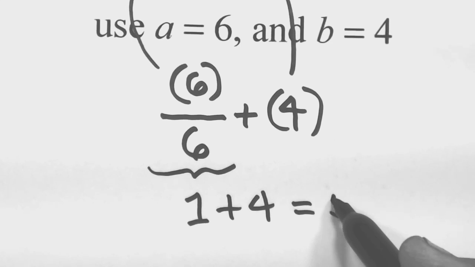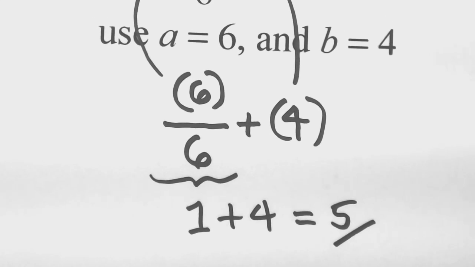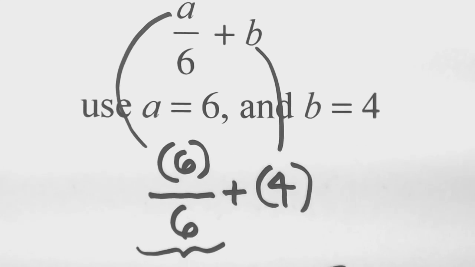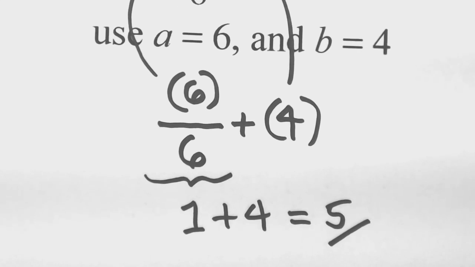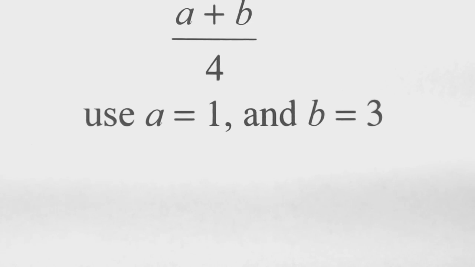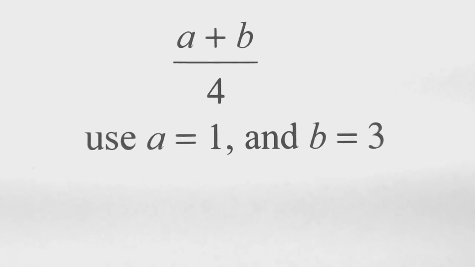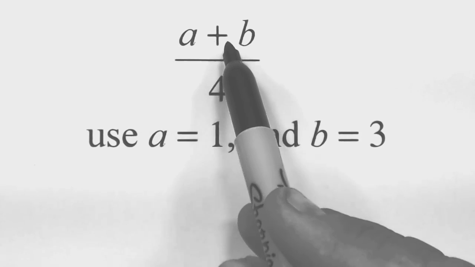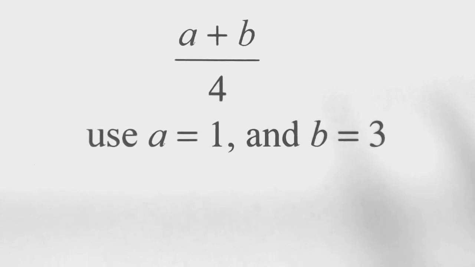1 plus 4 equals 5. 5 is the value of our original expression up here when we plugged in a equals 6 and b equals 4. Now, the fraction can be more complicated. Let's look at the next example here. We have a fraction again, but there are two variables being added in the numerator.